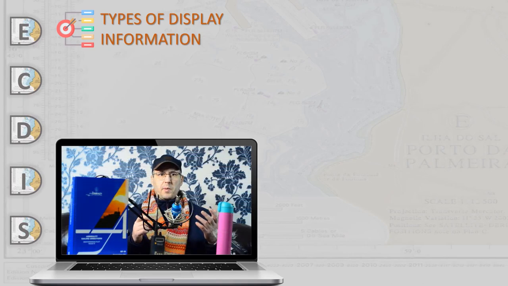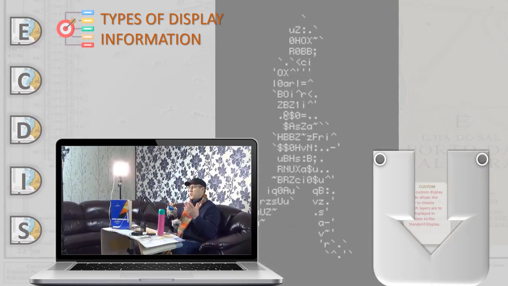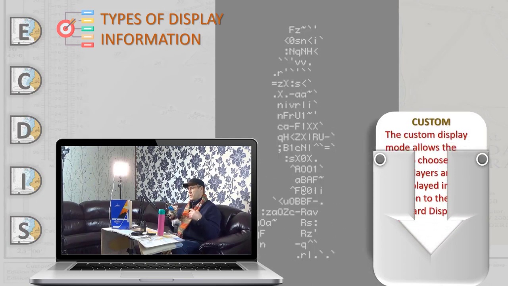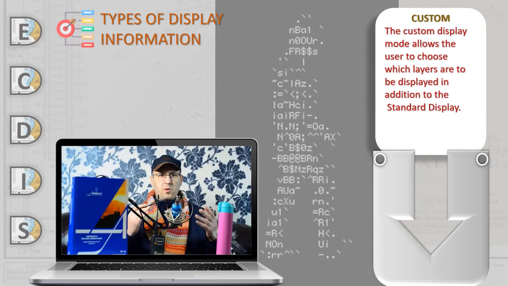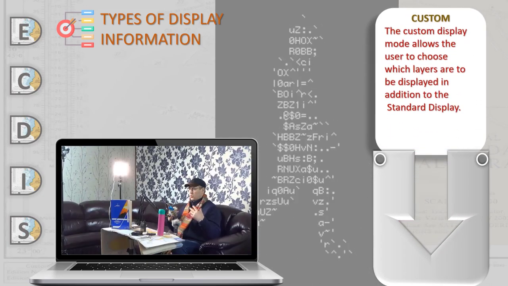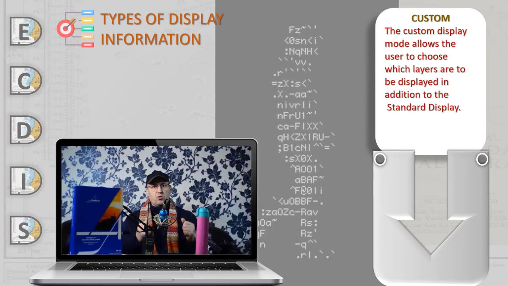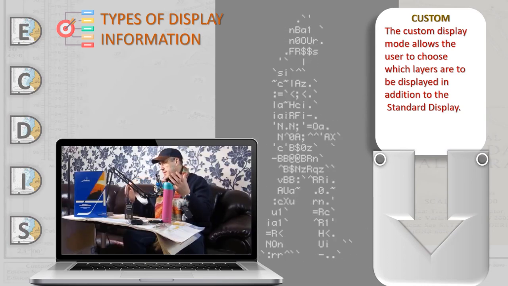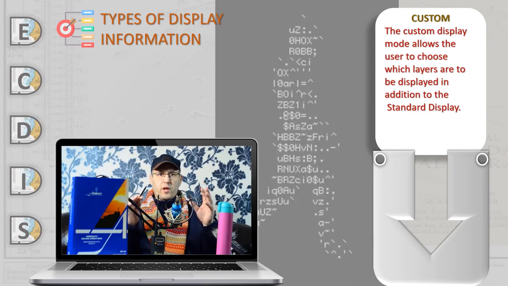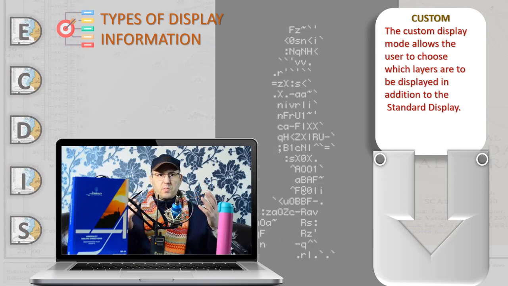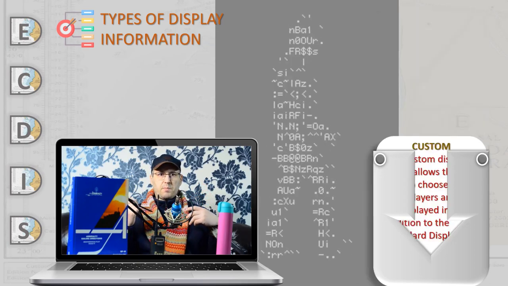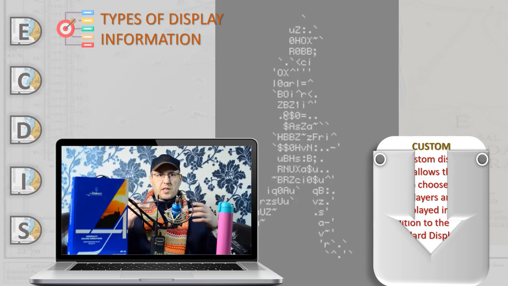The custom display is a feature in which the user selects the layers to be displayed. The custom display mode allows the user to choose which layers are to be displayed in addition to the standard display. The choice of layers should always be influenced by the specific navigation task in hand.